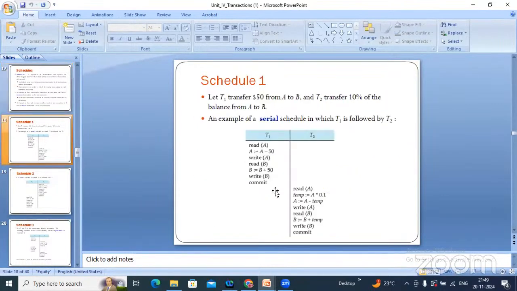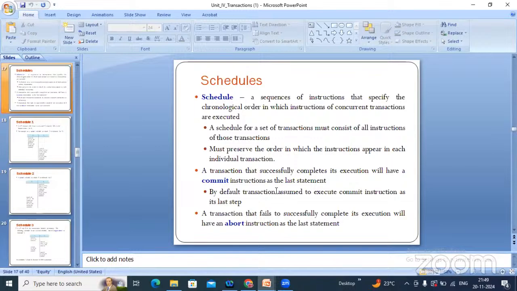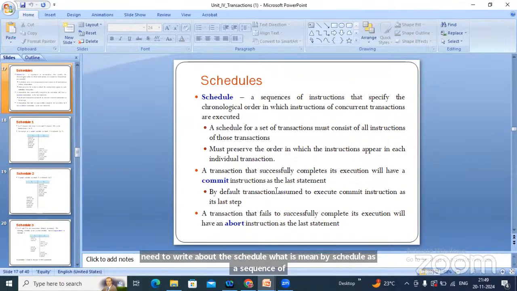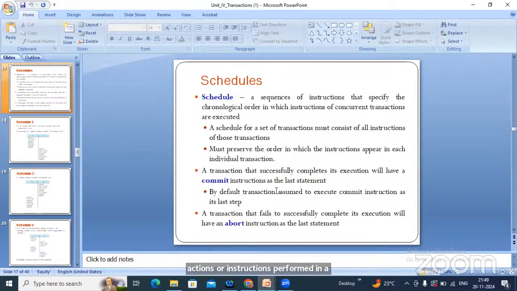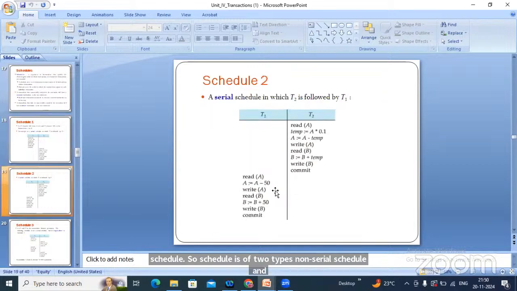Before going to serializability, we need to write about the schedule. What is meant by schedule? A sequence of actions or instructions performed in chronological order, in a sequence order. When we are doing concurrent transactions, with parallel transactions happening, a sequence should be maintained. Then only we call it a schedule. So a schedule is of two types: non-serial schedule and serial schedule.